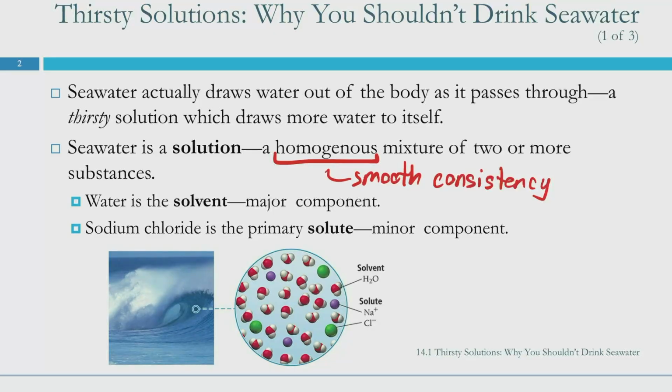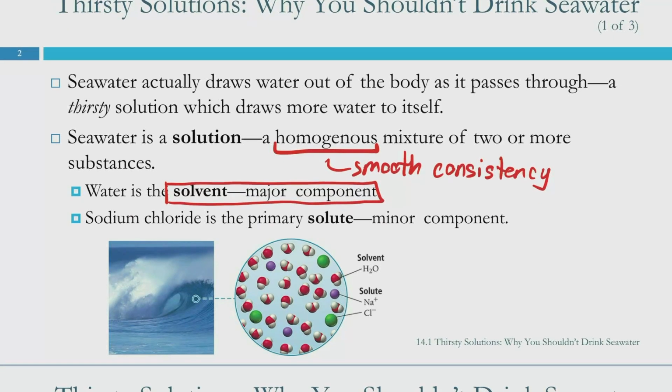In this solution, water is our solvent. The solvent is the majority component. And in seawater, sodium chloride, table salt, is the primary solute. The solute is the minor component, or a minor component. Oftentimes, we'll also just talk about these as the solvent being the liquid and the solute being the solid, regardless of their proportions. But these are our technical definitions for solvent and solute. The majority component, the minority component.